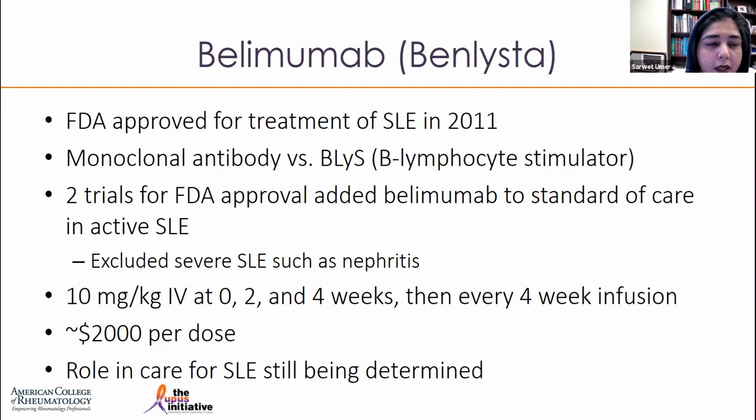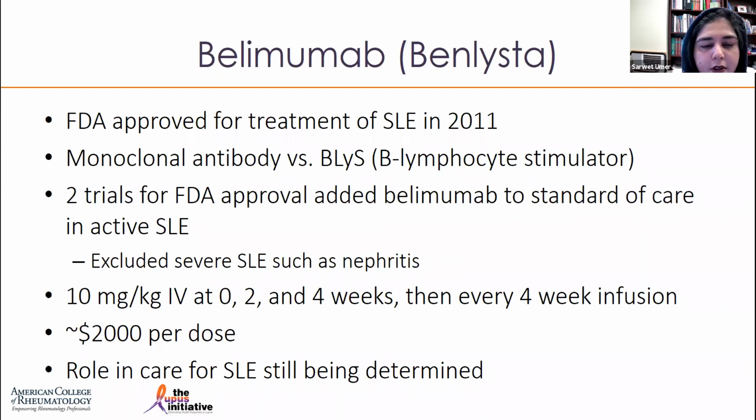It's a monoclonal antibody against B lymphocyte stimulator. There were 2 trials in which they enrolled lupus patients. There were a lot of Caucasian patients in this trial. They excluded patients with bad kidney disease, brain involvement, or pulmonary hemorrhage. And when they give this medicine, it's given as 10 milligram per kg at 0, 2, and 4 weeks, and then we give it every month as an IV infusion.